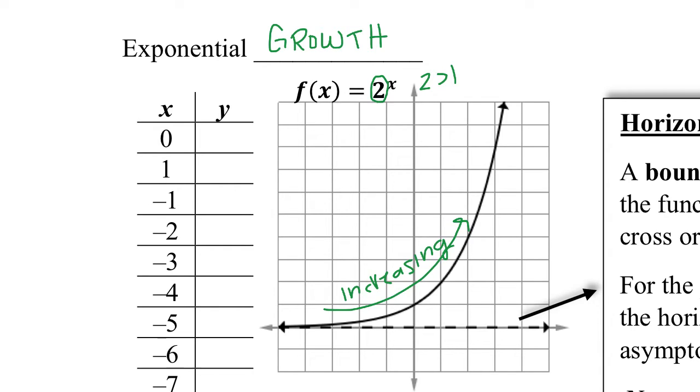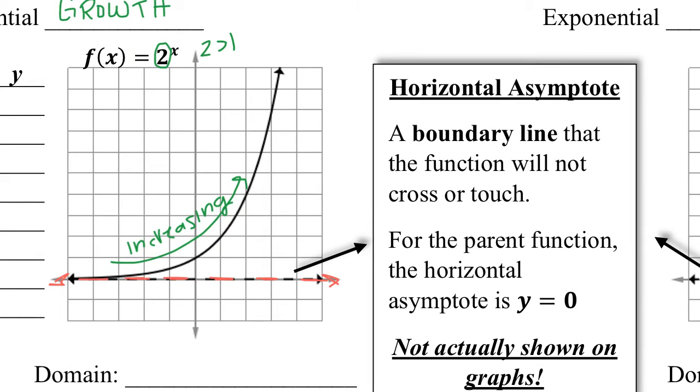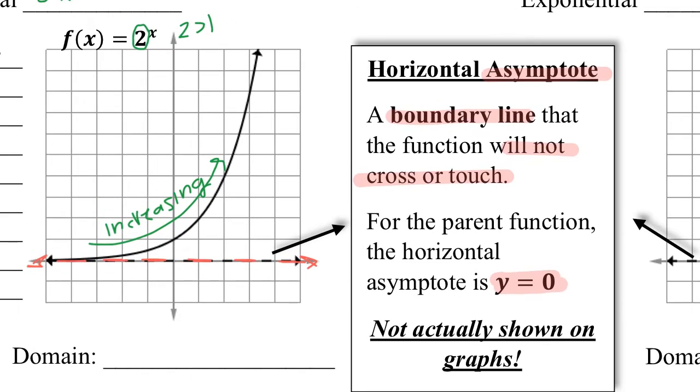Now, we have a new part of these graphs. It's a dashed line down here at the bottom, right on the x-axis. This dashed line is what we call a horizontal asymptote. An asymptote is a boundary line that the function will not cross or touch. For our purposes, exponential functions have a horizontal asymptote always at y equals 0. This isn't actually shown on the graph. It's not something that you actually see when you graph things in, let's say, a calculator. We know it's there, which is why it's a dashed line. It's kind of like an axis of symmetry. It's not actually shown, but we know it's there.